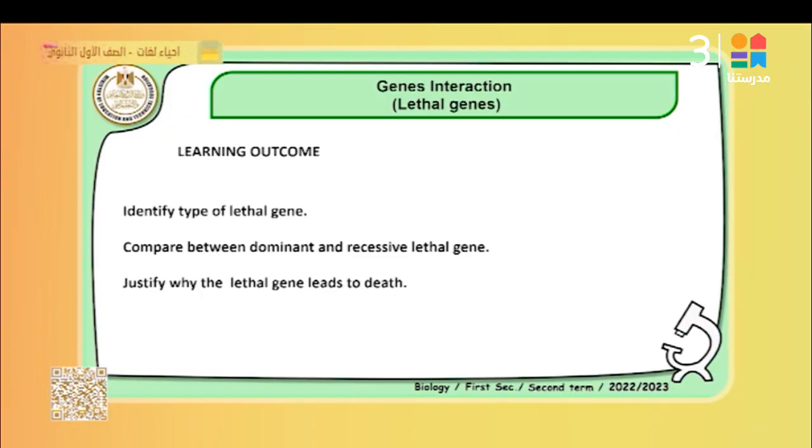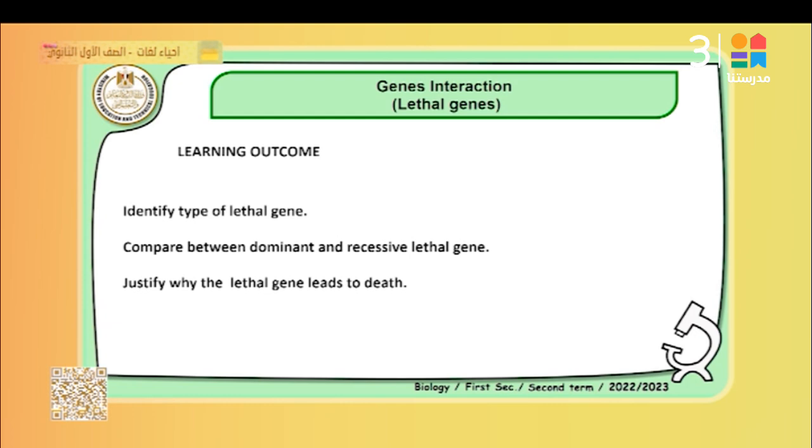Learning outcomes related to this lesson. By the end of the lesson, a student should be able to, number one, identify the type of lethal genes, dominant or recessive. Number two, compare between dominant and recessive lethal genes. Number three, justify why the lethal gene led to death.